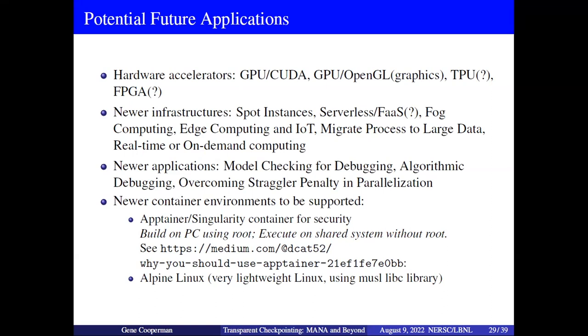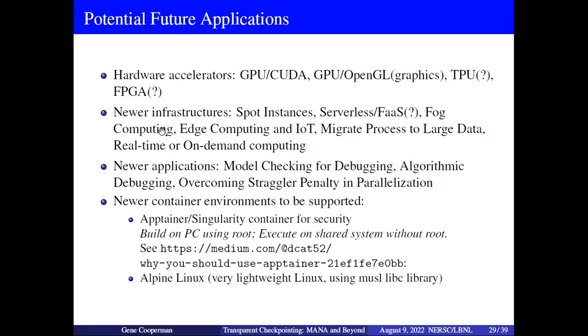Up until now, serverless or function as a service has assumed that those functions have no state, that they're stateless. But if you can do transparent checkpointing, maybe there are ways to generalize it and make them stateful, which can then open up newer applications that in the past could not be used, that in the past were not compatible with functions as a service.